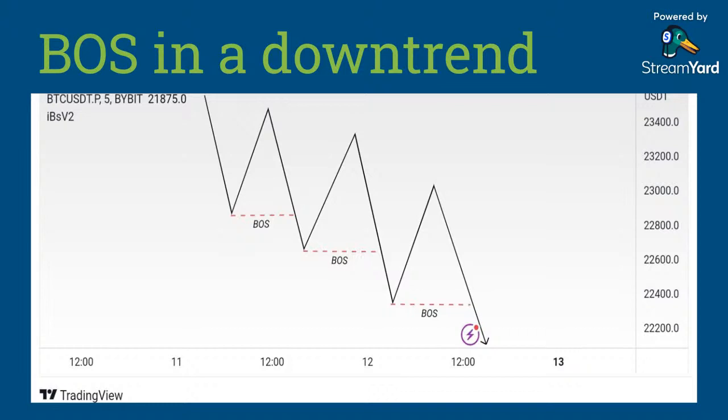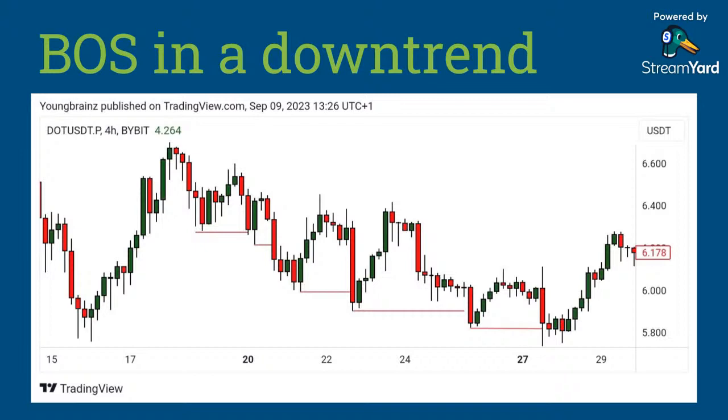Okay, so now let's progress. Now this is it here. So, break of structure in the downtrend. You can see this is the downtrend. You can see the market is cascading downward now. Now look at it now.